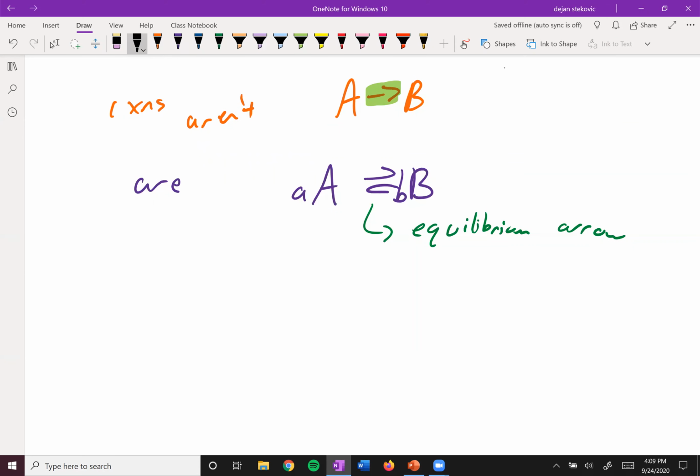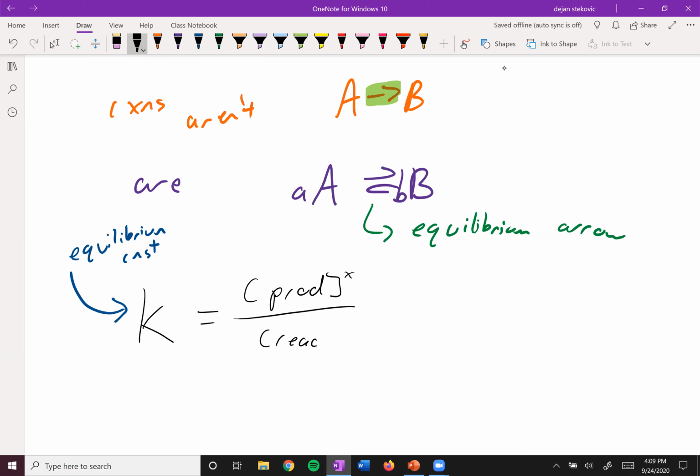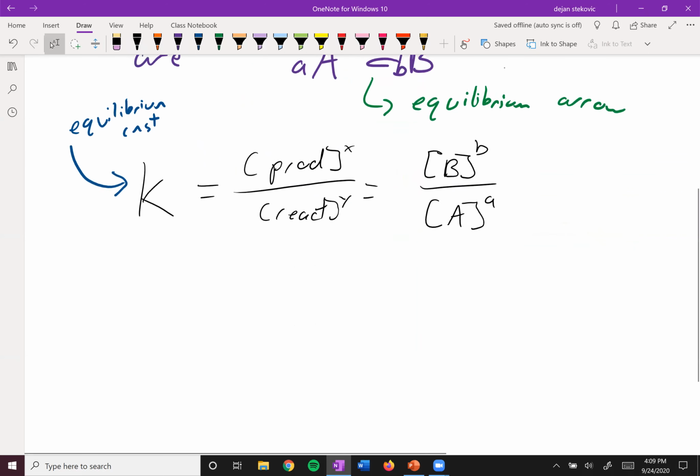If we think back to Gen Chem, we have an equilibrium constant, that's K. And this is going to be equal to the ratio of products taken to their coefficients over the reactants taken to their coefficients, right? So in this case, it would be the concentration of B, which is our product, to whatever the coefficient is, 1, 2, 3, something like that, over A to whatever its coefficient is again.